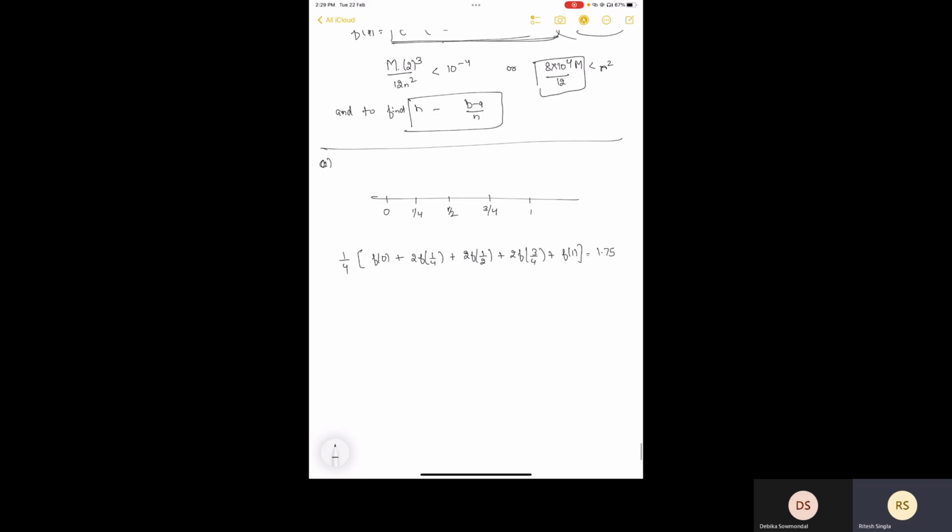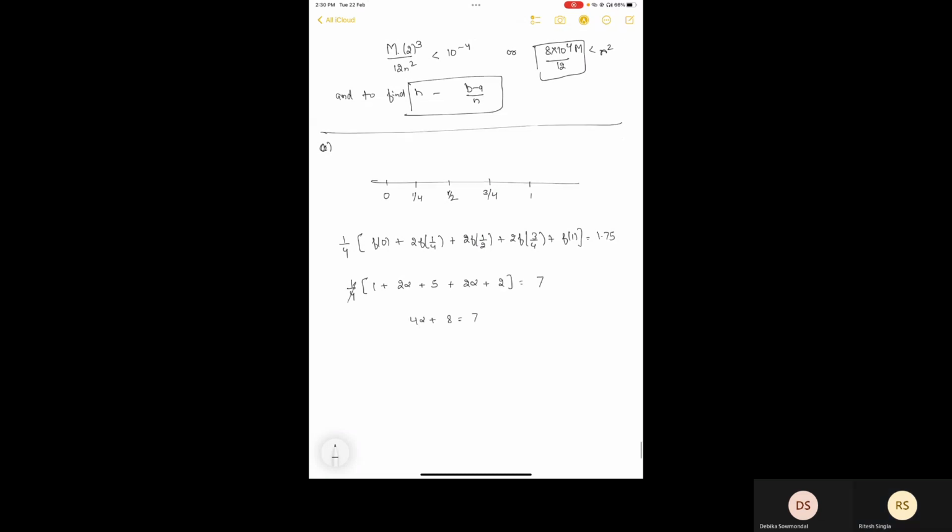By 4, 1 plus f of 0.25 is alpha, 4 alpha plus 8 is equal to 7. You are getting 1.125 something. Am I making any mistake here?